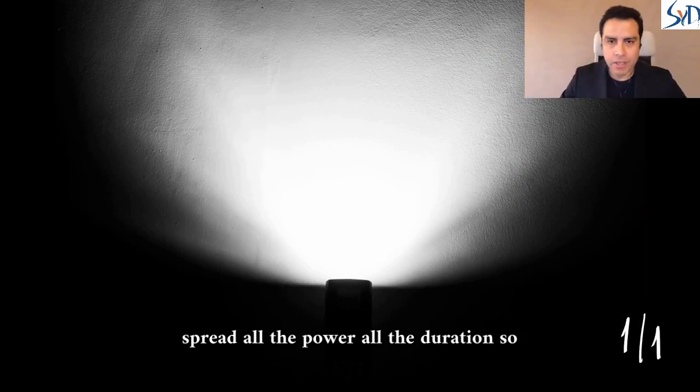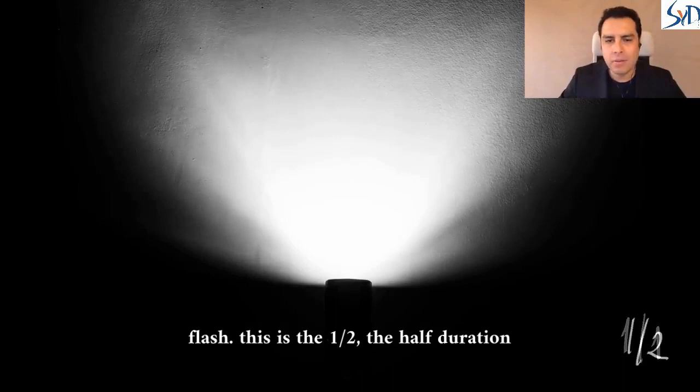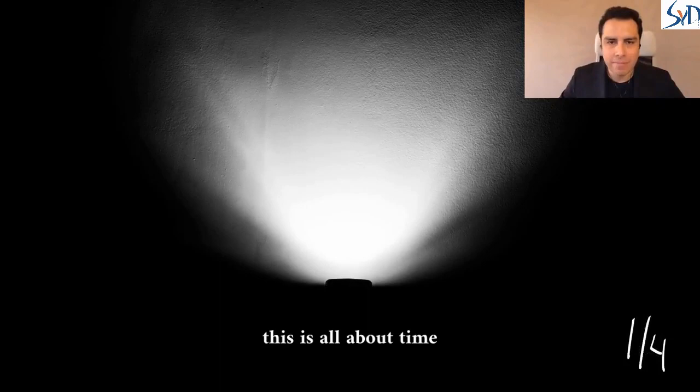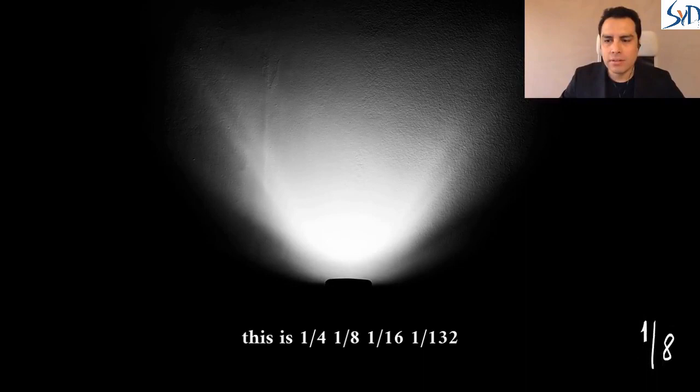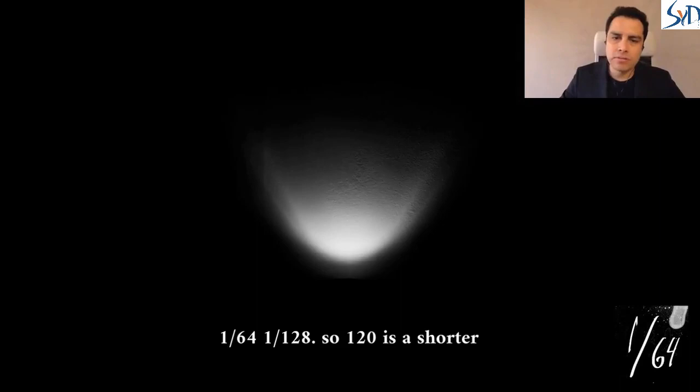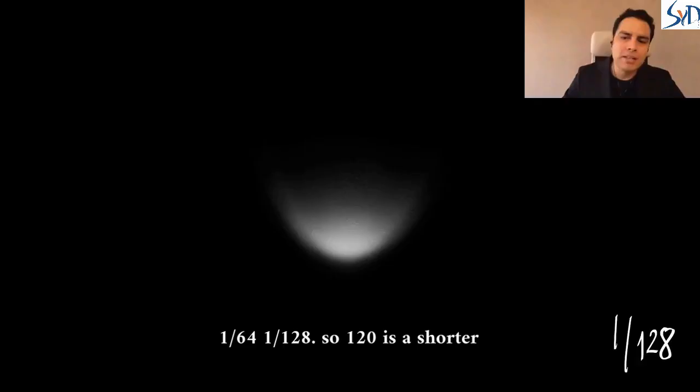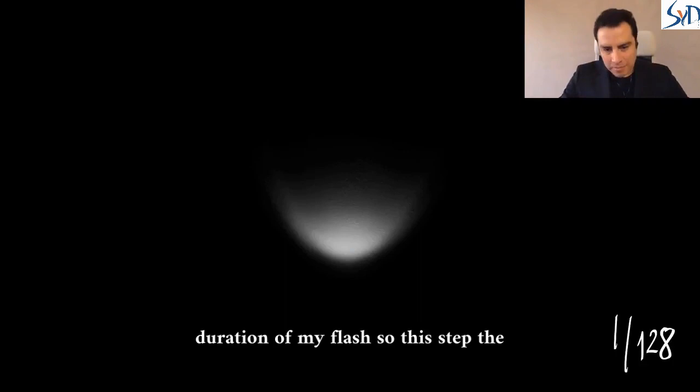So this is the most power setting of my flash. This is the 1 to 2, the half duration. This is all about time. Okay? This is 1 to 4, 1 to 8, 1 to 16, 1 to 32, 1 to 64, 1 to 128. So 128 is the shorter duration of my flash. So this is the minimal power of my flash also.